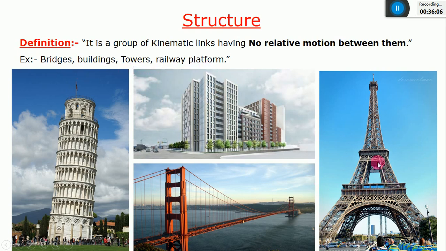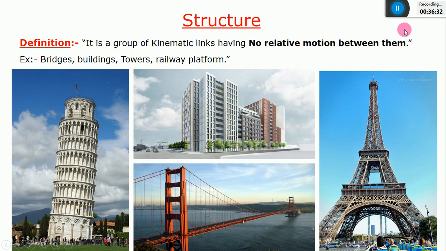Bridges, buildings, towers, railway platform. It's used to transfer the loads from the top surface to the ground. These are the load bearing elements. So you can say a support. They'll carry the loads, they'll transfer the load from the top portion to the earth, and there is no relative motion. This is the keyword.